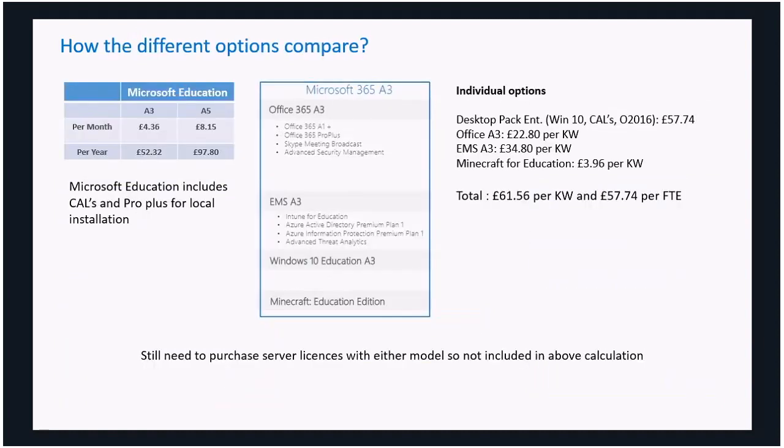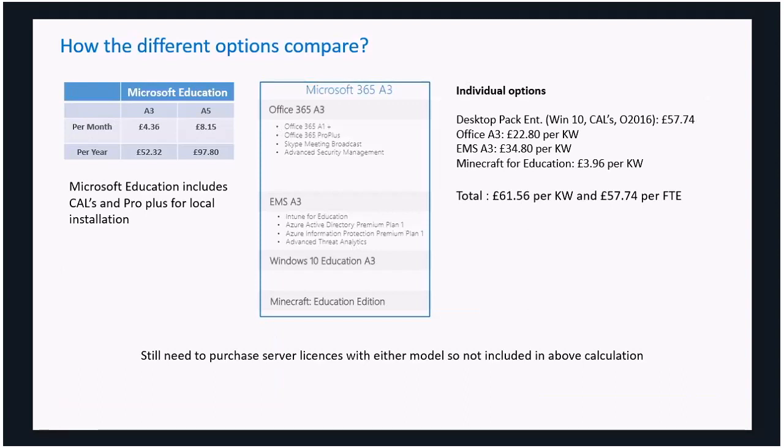And so we'll just take a quick look at how these different options compare. On the left, we've got the new education option, and I'm doing it on A3 just so we can be consistent in terms of what we're looking at. If we take that £52.32 per knowledge worker, you'd get some CALs and you'd get Pro Plus for local installation of your productivity suite. And then you'd get all of those extra features within Office 365, EMS, Windows 10, and Minecraft Education Edition. If we then translate that to what many of you are doing already, which is purchasing desktop packs through the OVS scheme, the current list price for that is £57. I don't know what price you are actually transacting it at, but that's already more than what the Microsoft Education Pack is.